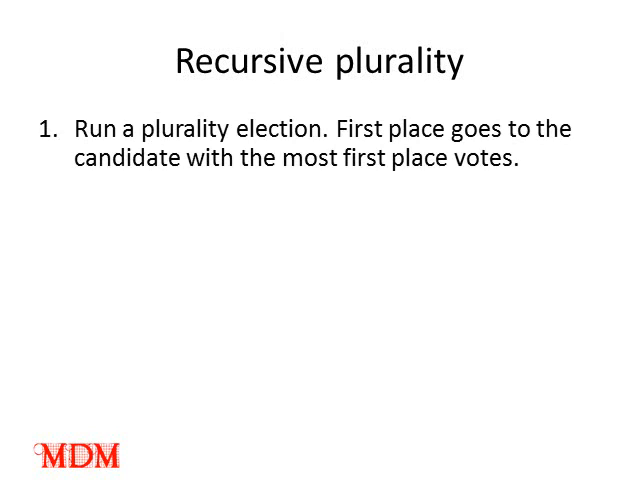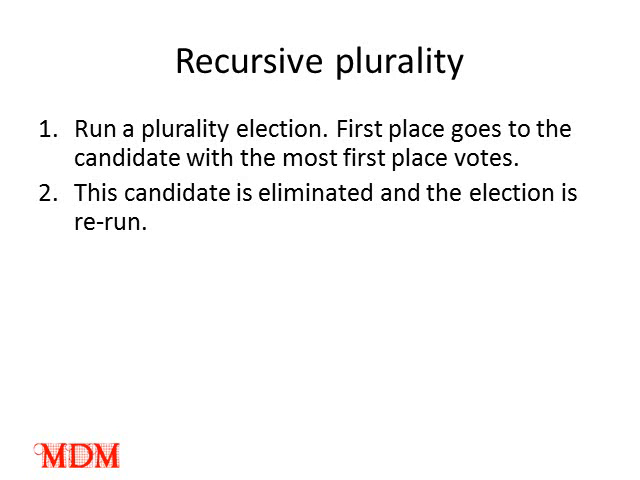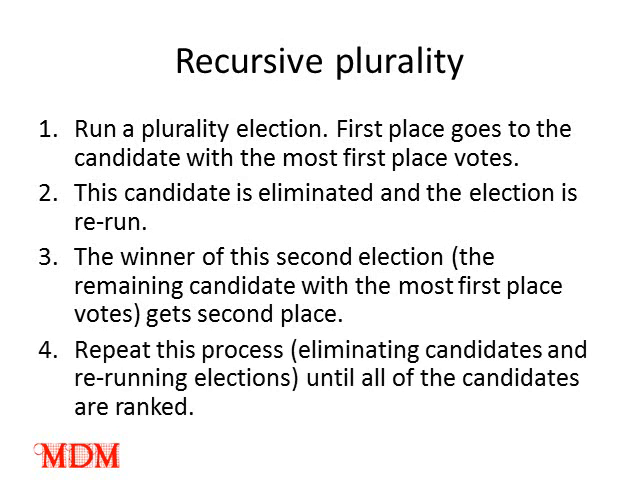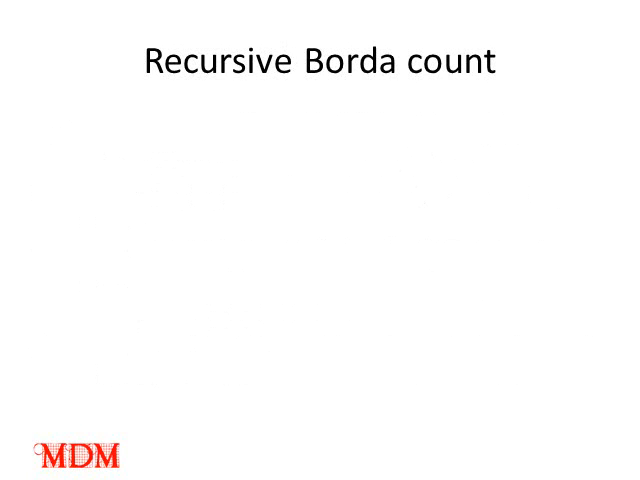First of all, recursive plurality. We'll run a plurality election. First place goes to the candidate with the most first place votes. This candidate is eliminated and the election is rerun. The winner of this second election, the remaining candidate with the most first place votes, gets second place. And you're going to repeat this process, eliminating candidates and rerunning elections until all of the candidates are ranked.